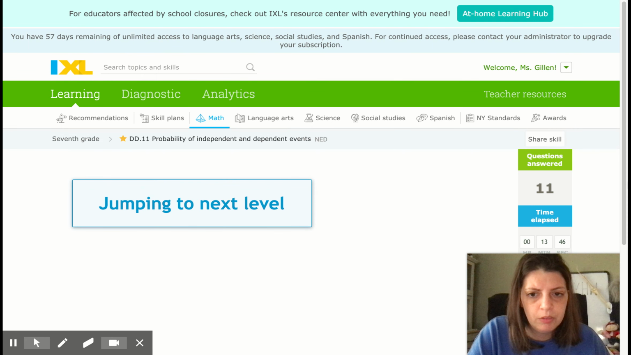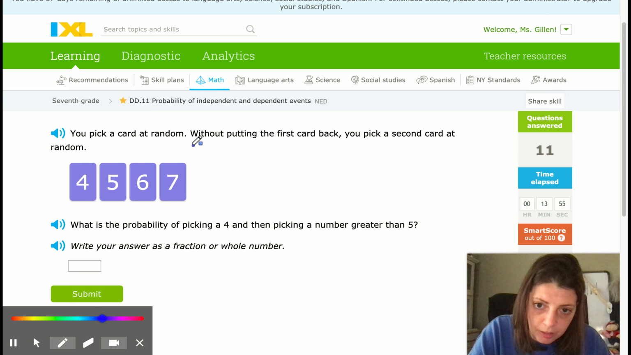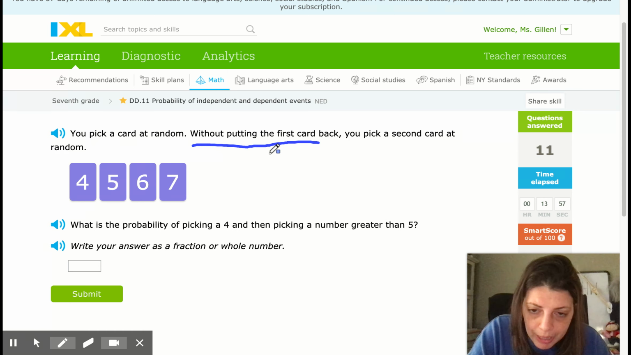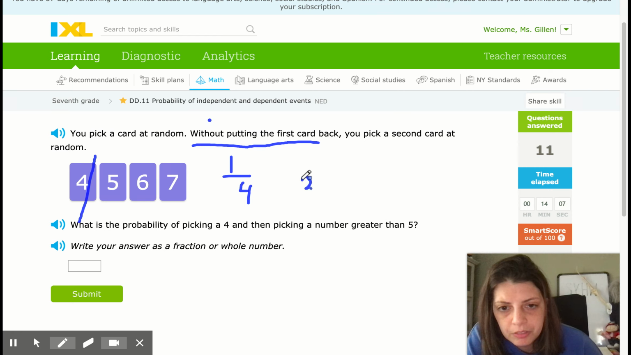Is there a next level? Ooh, jumping to the next level. What is the probability of picking a 4 and then a number greater than 5? Look, I didn't read the top part. That's the most important part. I'm not putting it back. Okay. So I'm going to pick a 4. There's 1, 4 out of 5, out of 4 of them. Not putting it back. So now there's only 3 left. And I want to pick a number greater than 5. So that gives me 2 choices, greater than 5.